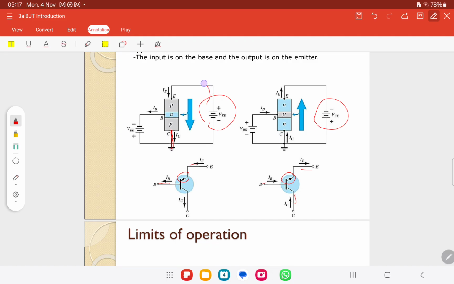Yang ini dia akan flow by this way. This one dia akan flow by this one. Sebab tu dia dapat current masuk dekat IC tu.